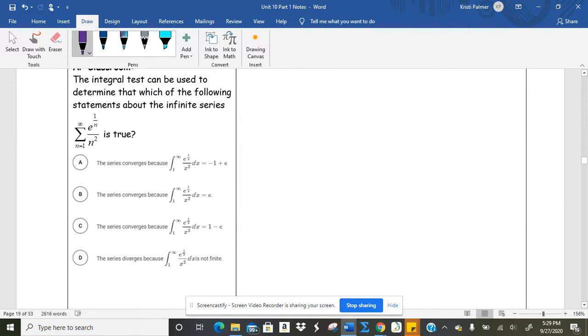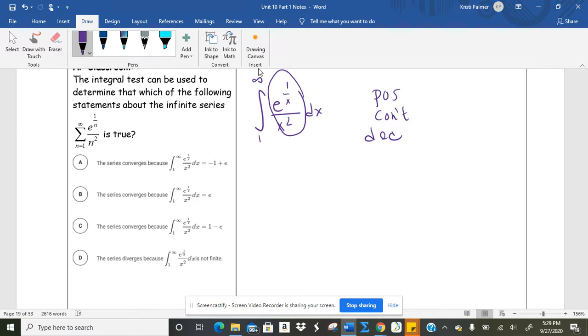Okay. The next one says, the integral test can be used to determine which of the following statements about the infinite series is true. So let's think about this integral. I'm going to use x over x squared from 1 to infinity of dx. Okay. And if this is what I'm looking at, is the inside positive, continuous, and decreasing for some n moving forward?